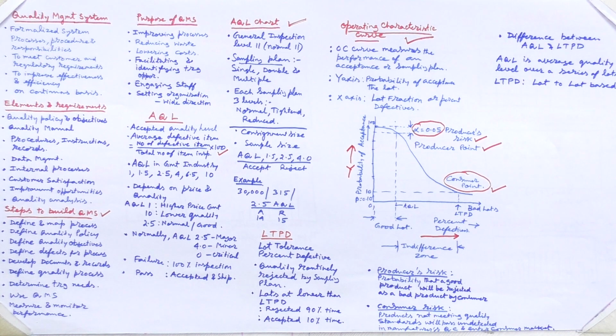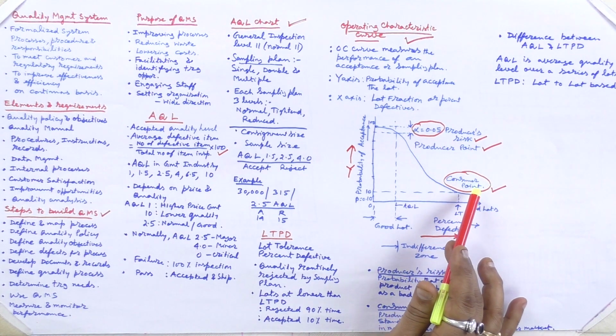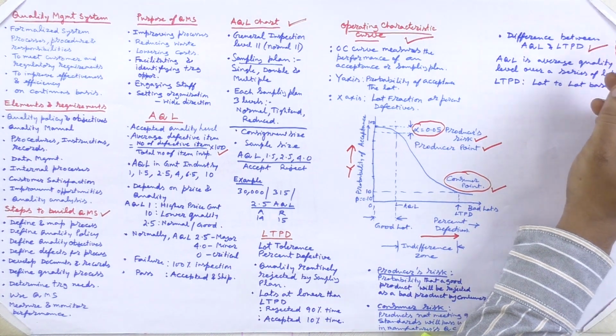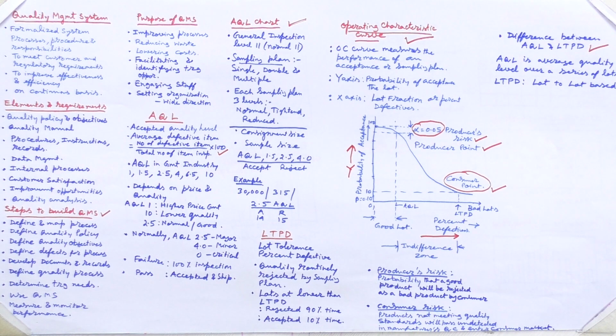So in this total operating characteristics curve, it gives us two qualities, one is the producer risk and another is the consumer risk. So there are two points in the curve, the producer point and the consumer point. And what is the difference between AQL and LTPD? That is mentioned here. AQL talks about the average quality level over a series of lots, and LTPD is based on lot to lot. So AQL is the average quality of a series of lots, but LTPD is about the difference between lot to lot. So this covers the quality management system, the AQL chart, the operating characteristic curves and their significance.